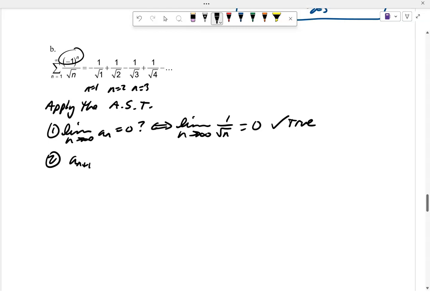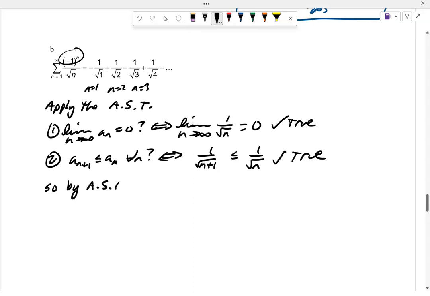Does a sub n plus 1 less than or equal to a sub n for all n? Well, 1 over square root of n plus 1 is less than or equal to 1 over the square root of n. That's true. So by the alternating series test, it has the two conditions. That means this alternating series does converge.